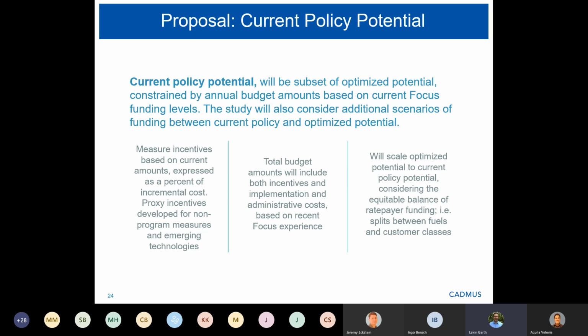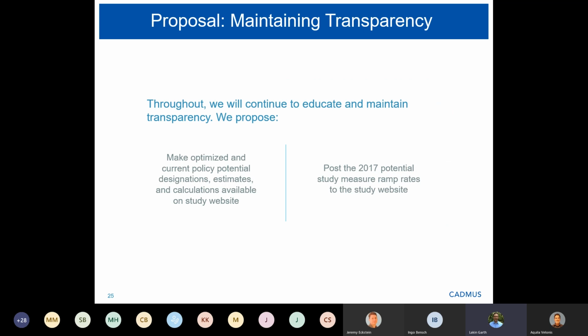Slide 25 just briefly mentions what we plan to do to continue to educate and maintain transparency. So as I mentioned previously, we do intend to make the optimized and current policy potential designations, estimates, and the calculations available on the study website.